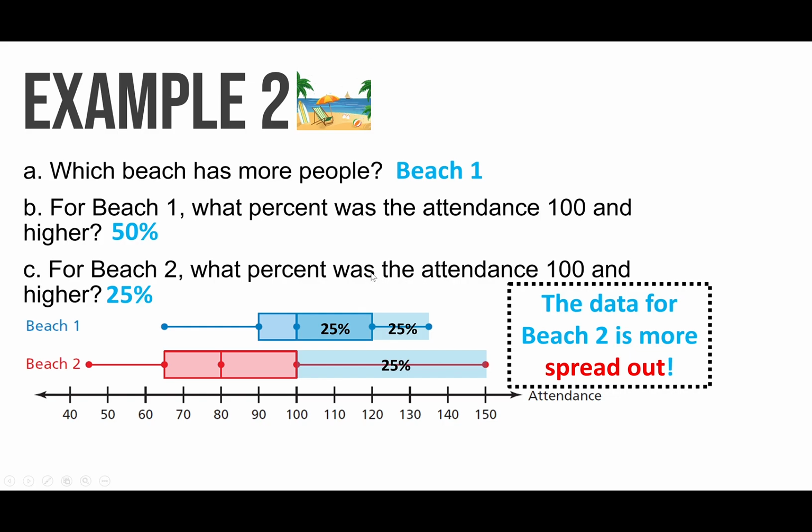So one more time, to make a box and whisker plot, you need to find the quartiles, find the lowest number, and then the highest number. That's it. Okay, see you guys in the next video.